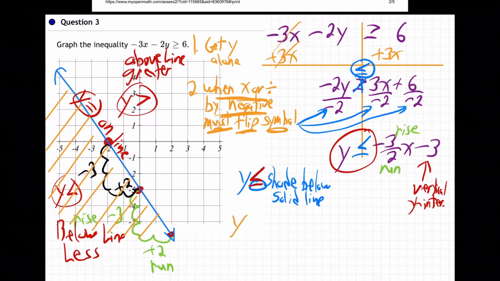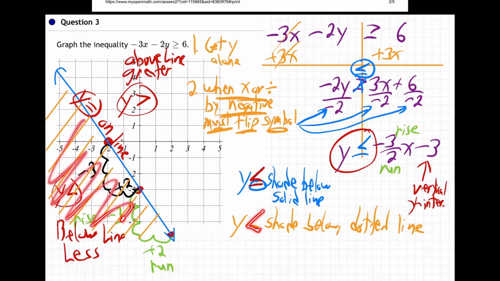If you just had y less, you would shade below, right? Because the less is below, and you would have a dotted line because you would not want the equals. When you dot a line, you're saying it's not included. It's just serving as a border to the shading, but the edge is not included. That's what dotting means. So if we had y less, that would be telling us to only include the lesser stuff below the line, but not the line itself, not the equal stuff. So again, the stuff below is less, stuff above is greater, the stuff right on the line is equal.